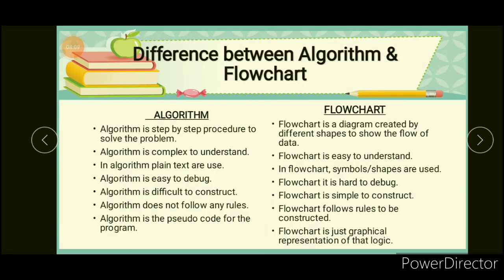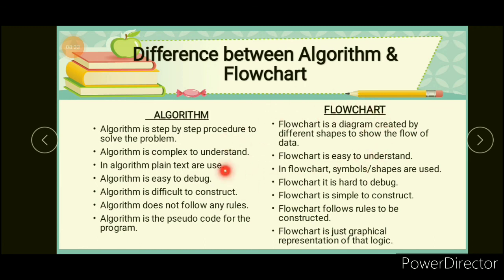Coming on to the difference between the algorithm and flowchart. See, algorithm is a step-by-step procedure of solving a problem, whereas flowchart is a diagram created by different shapes to show the flow of data. So friends, now I think this is clear to you. Algorithm is nothing, simply writing your solution step by step, whereas flowchart is simply representing your problem pictorially.